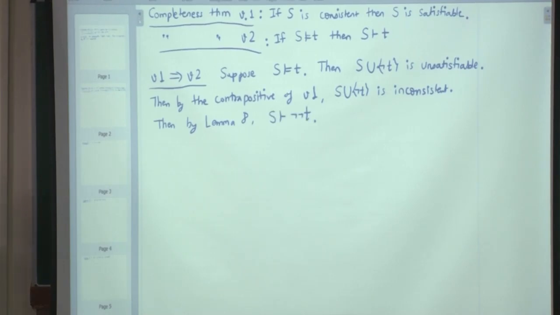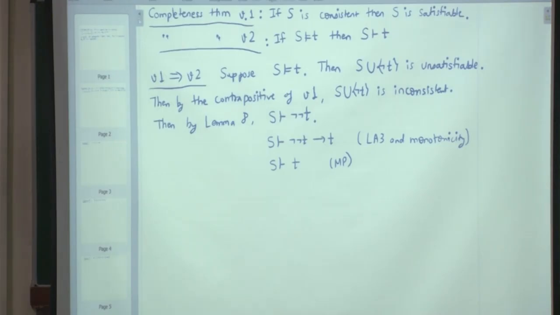There is a proof of double negation T, and then what do we use? LA3. By LA3 and monotonicity, this happens, and as a consequence, we get this. Okay, so don't lose track of information.